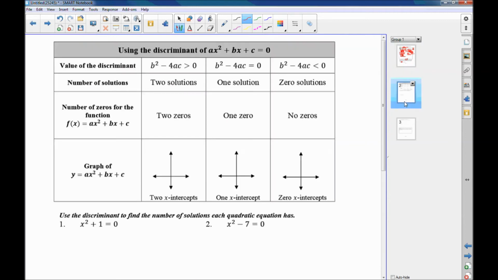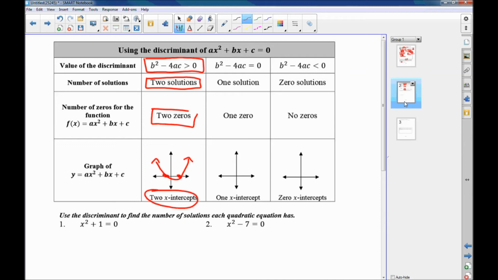So let's flip it over and put that into easier words to understand. So using the discriminant of ax squared plus bx plus c equals 0, if the discriminant is greater than 0, we get 2 solutions, we get 2 zeros, and we get 2 x-intercepts. And we're going to draw a graph to show that. If the discriminant is greater than 0, our graph's going to cross the x-axis twice. And that's because one time we will add on to find the x-intercept, and the other one we will subtract the same value to find the x-intercept.